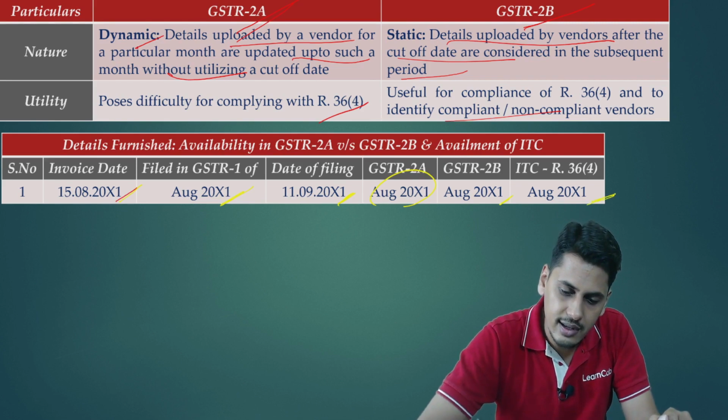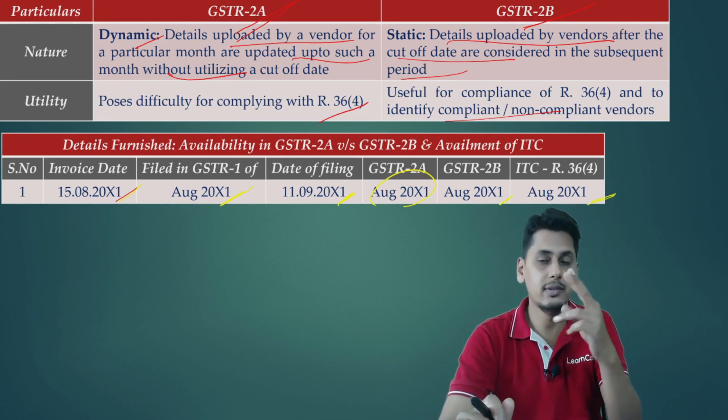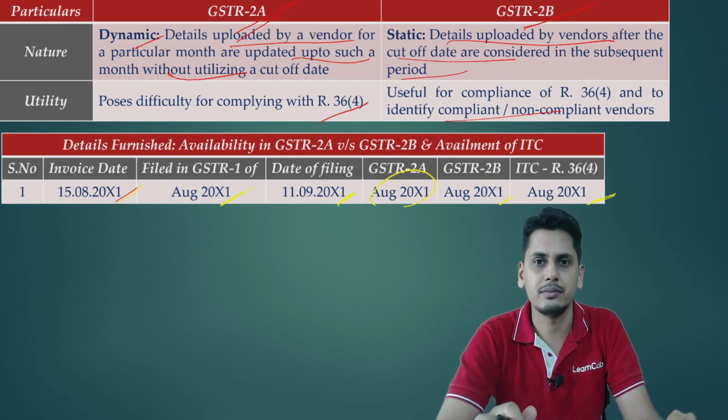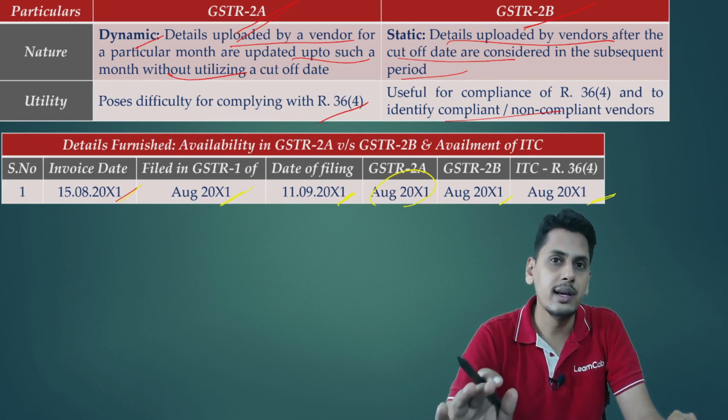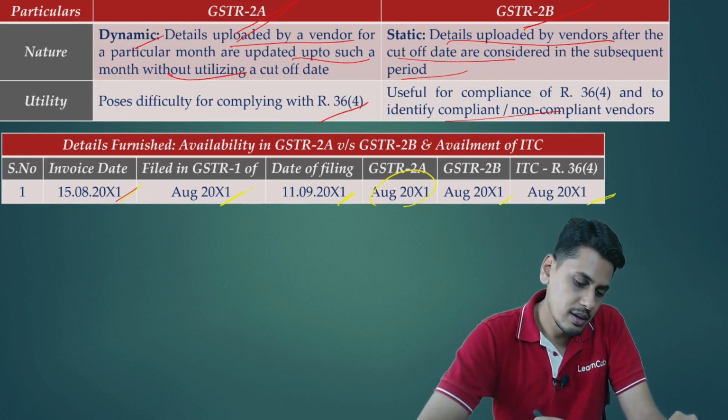He can take the credit in August month's return. So 1 and 3 is simple. The second question is, in which month's GSTR-2B is it going to appear? So now friends, let's have a look.